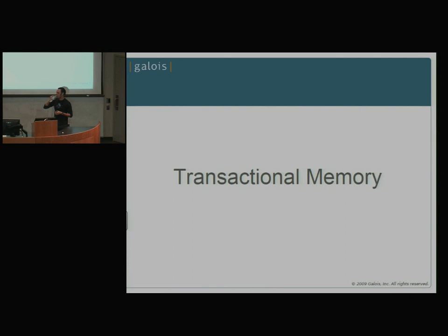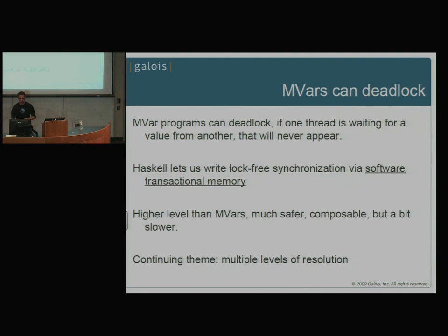The way around that is via transactional memory, or one of the ways. So mbars can deadlock if you wait on a value that never appears. But we can write it in a lock-free style without these mbars using transactional memory. It's high level in mbars because it takes care of more details of the machine. And it's also composable, so we can take programs that use STM and build them into larger and larger atomic chunks that are still guaranteed to be safe.